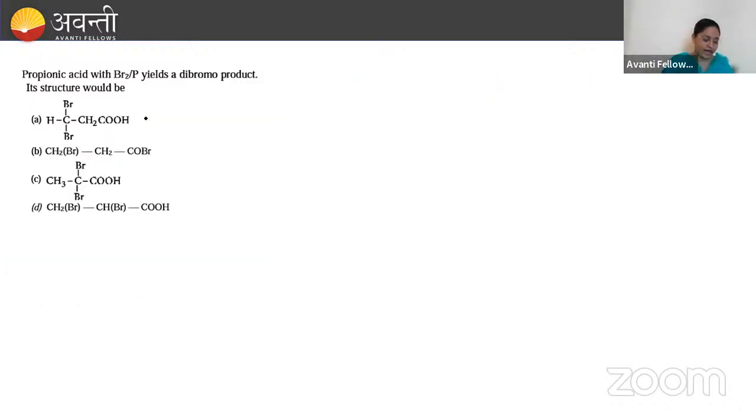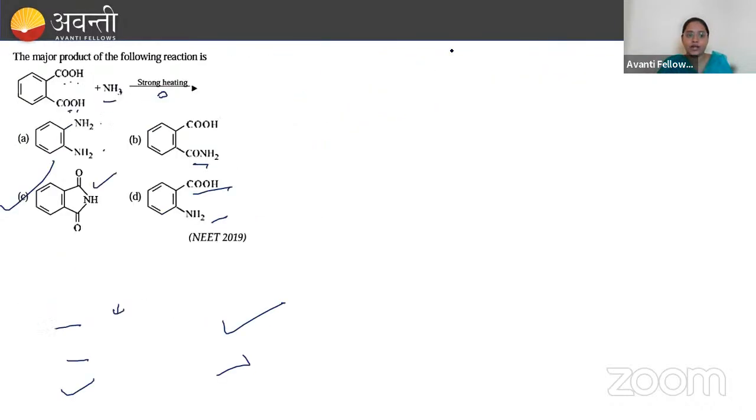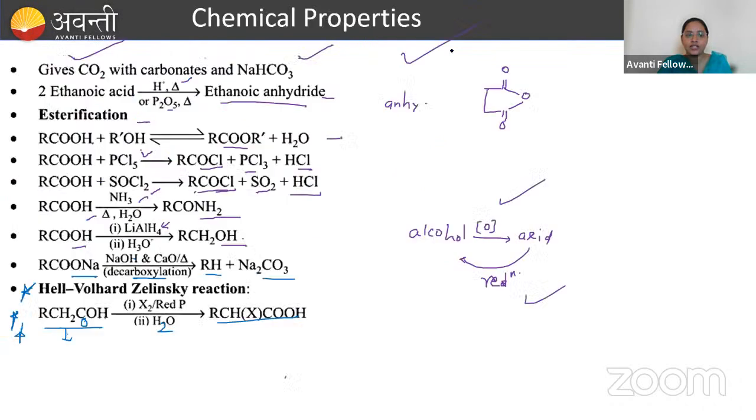There is an acid which reacts with Br2 in presence of phosphorus and yields a dibromo product. Its structure would be? So what will be the structure? A, B, C, D. First of all, what is the reaction of Br2 in presence of phosphorus? When there is a carboxylic acid, it reacts with Br2 in presence of phosphorus. Which reaction is this? Okay, I will tell you which reaction it is. We have talked about this reaction just now. See here, this is that reaction. Hell-Volhard-Zelinsky reaction.